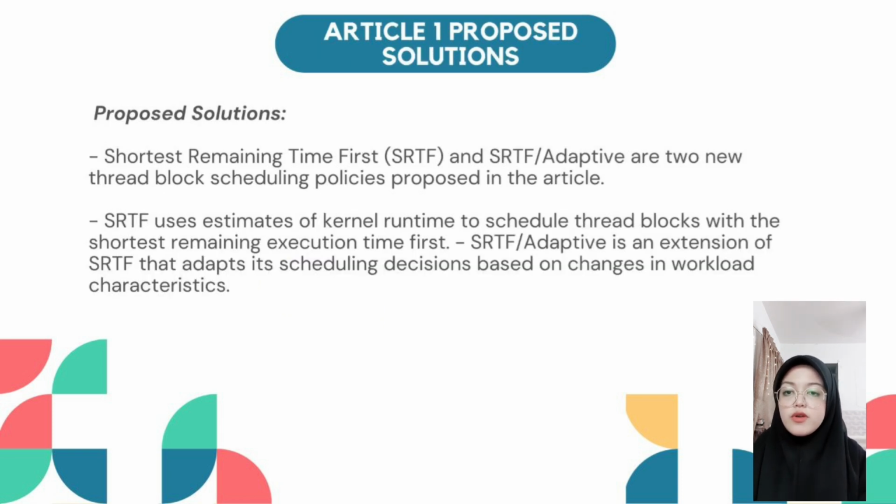Okay, so let's move on to the proposed solution, which uses Shortest Remaining Time First (SRTF) and SRTF/Adaptive, which are two new thread block scheduling policies proposed in the article. SRTF uses estimates of kernel runtime to schedule thread blocks with the shortest remaining execution time first, and SRTF/Adaptive is an extension of SRTF that adapts its scheduling decisions based on changes in workload characteristics.